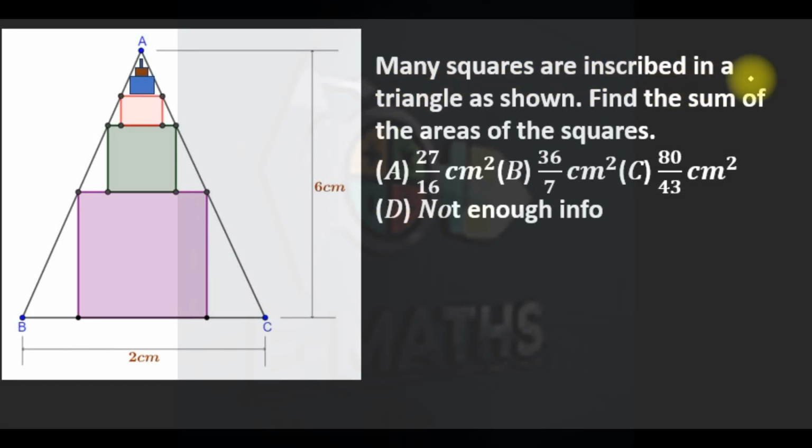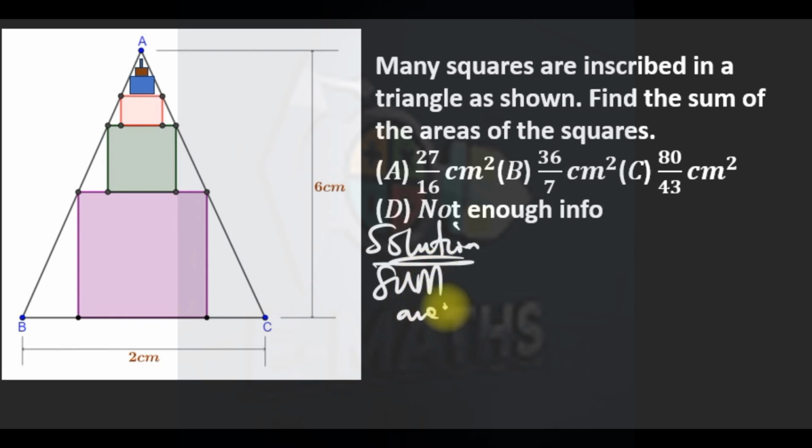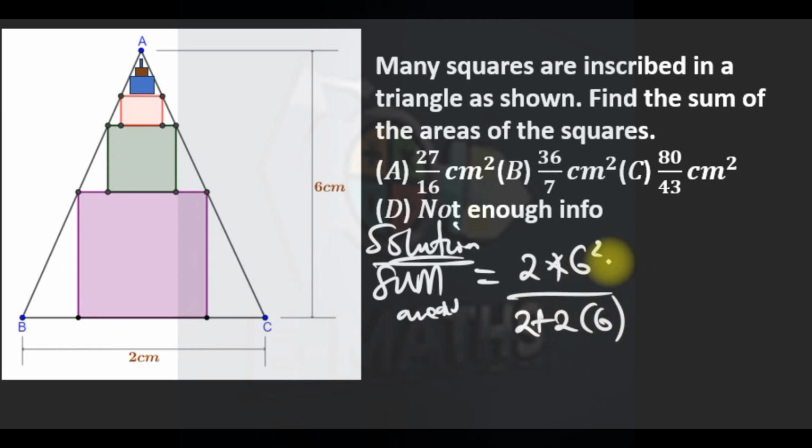Many squares are inscribed in a triangle as shown. Find the sum of the areas of the squares. Without wasting time, the sum of the areas is equal to the base, which is 2, times the height, which is 6, all squared over 2 plus 2 times the height. Yes, that's the formula.